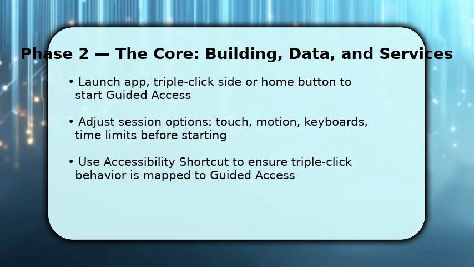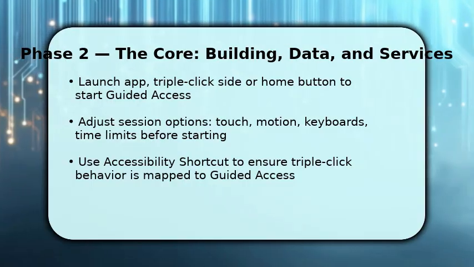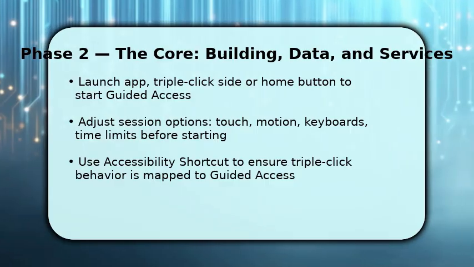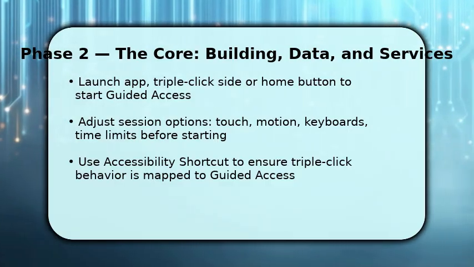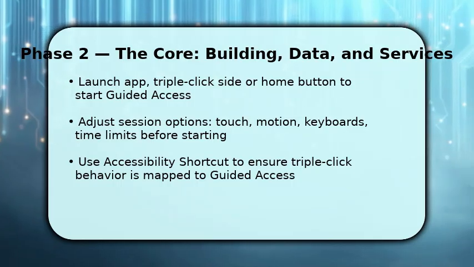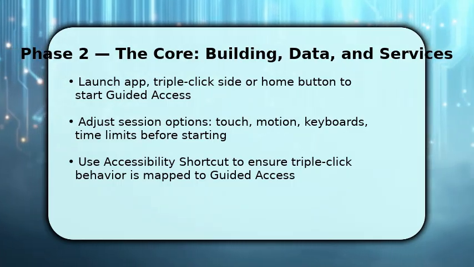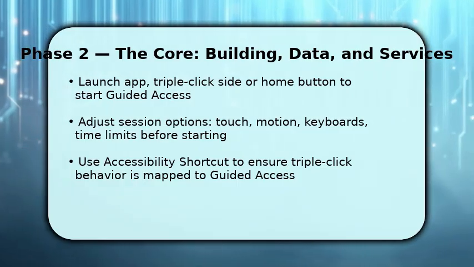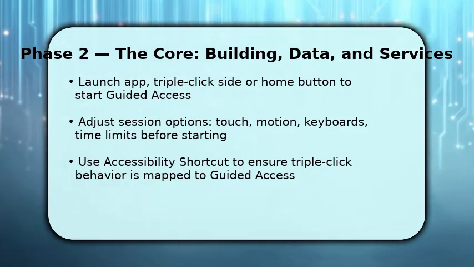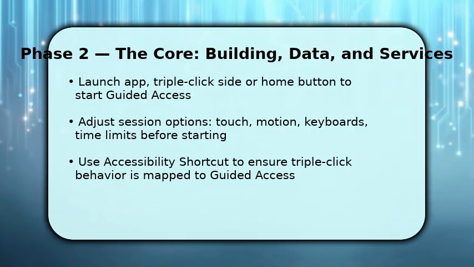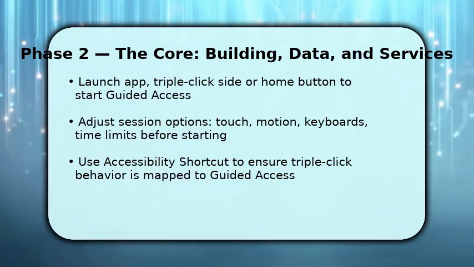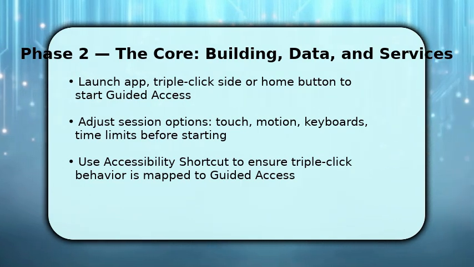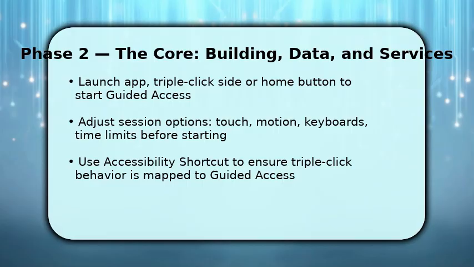You now perform the core execution. Open the app you want to lock and triple-click the side or home button to invoke guided access. Before tapping Start, inspect options, disable touch or motion, block keyboards, and set a time limit if needed. These choices control how the session behaves. If the triple click does nothing, check accessibility shortcut mapping in Settings, because that determines if guided access responds to the gesture. Follow these steps deliberately to ensure the session actually begins.